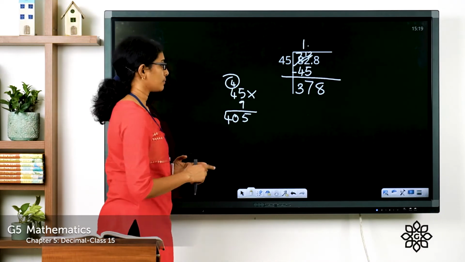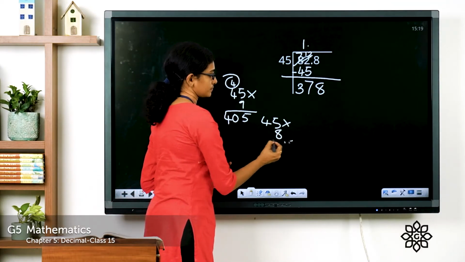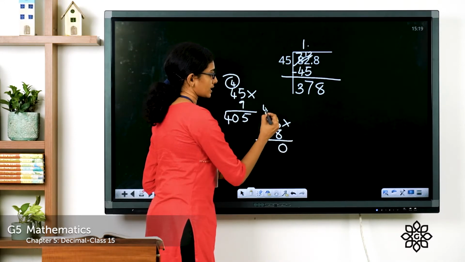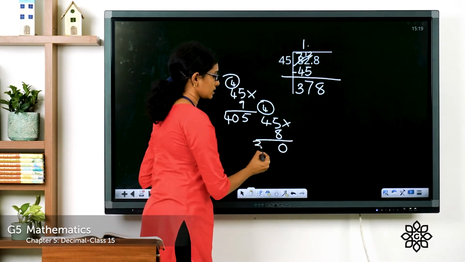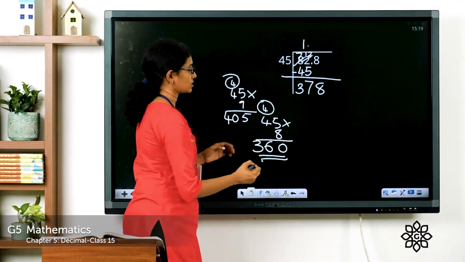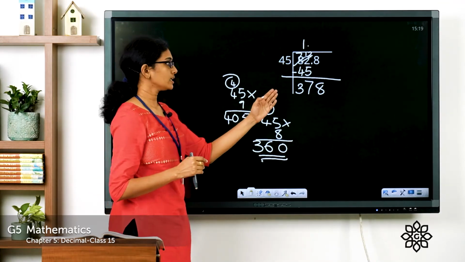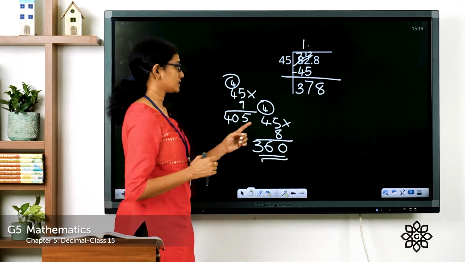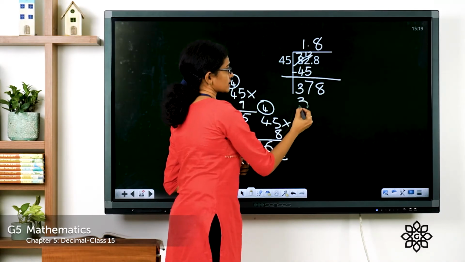Let's try one more number. 45 eights. 8 fives are 40, a carry over 4. 8 fours are 32 plus 4, 36. So 360. So 8 45s will go in 378. So let's take this 8 and write it here. 45 eights are 360.